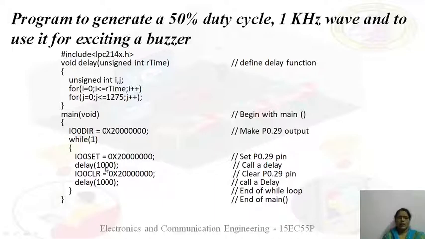Then call the delay. This delay function will produce a delay of 1 second. After 1 second, again the buzzer should be off. To make it off, again set the IO0CLR register with this value. That means it will clear pin P0.29. Then the buzzer will be off for again 1 second. So we have called the delay function.